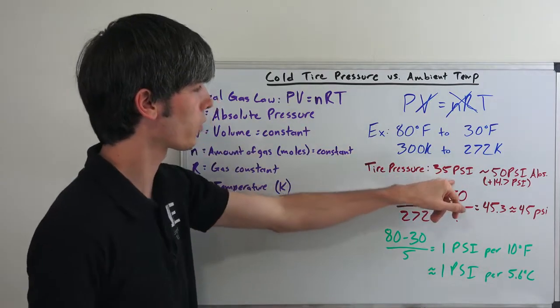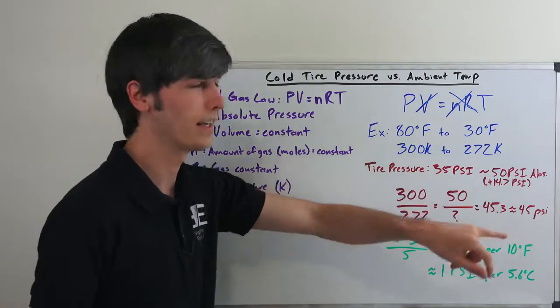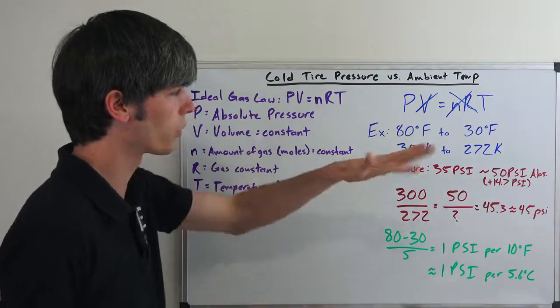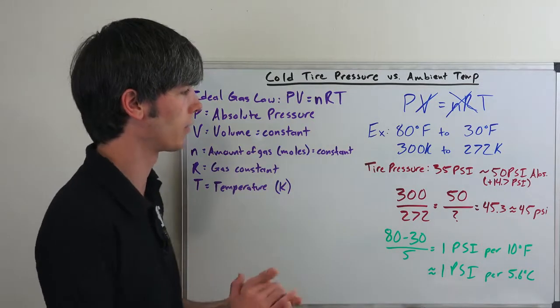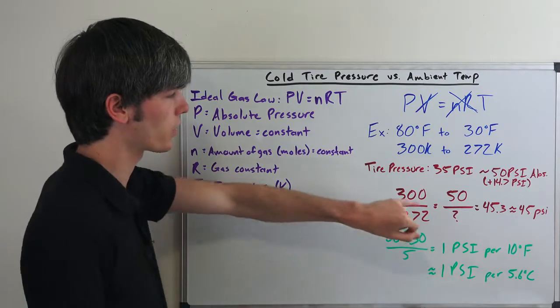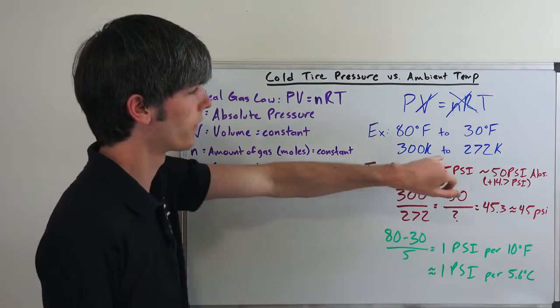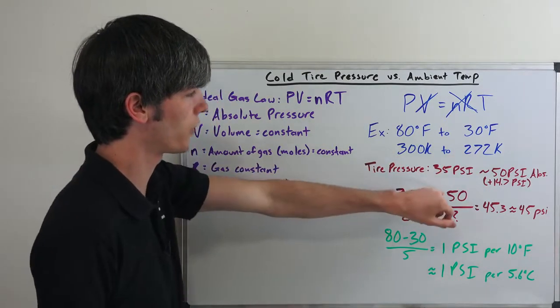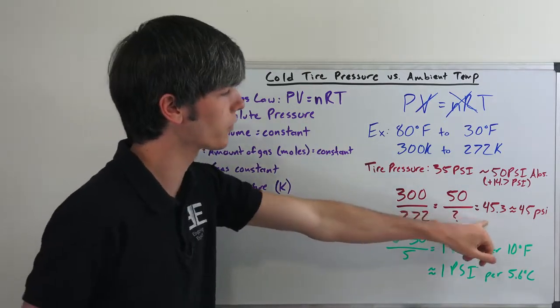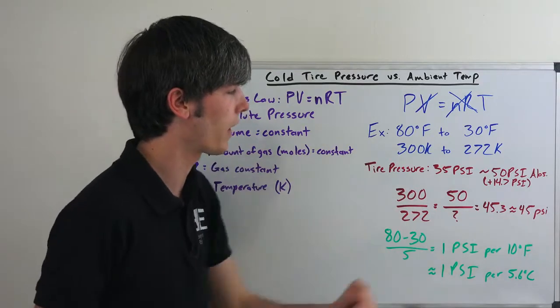So our tire pressure, we're going to say it's at 35 psi. Now we have to add ambient pressure to that, which is 14.7 psi. So we're just going to say about 50 absolute psi inside the tire. So now we have a very simple equation, 300 over 272, is equivalent to 50 over what? So what's our pressure drop going to be? Well, that gives us 45.3 or about 45 psi.